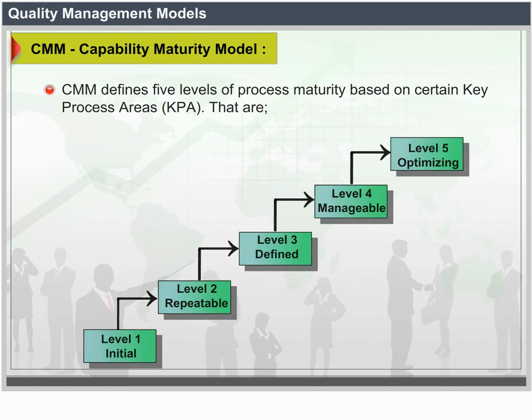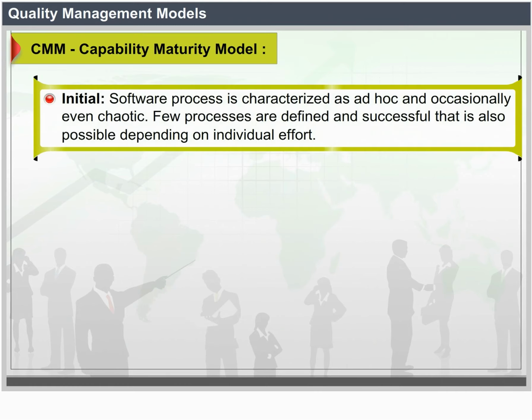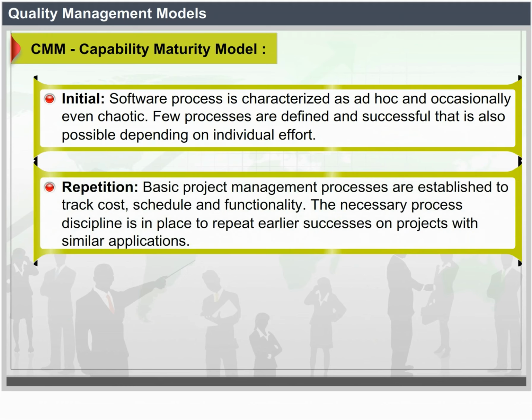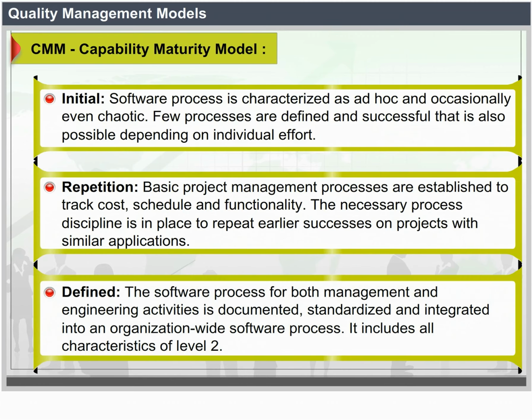Initial. The software process is characterized as ad hoc and occasionally even chaotic. Few processes are defined and success depends on individual effort. Repeatable. Basic project management processes are established to track cost, schedule, and functionality. The necessary process discipline is in place to repeat earlier successes on projects with similar applications. Defined. The software process for both management and engineering activities is documented, standardized, and integrated into an organization-wide software process. It includes all characteristics of Level 2.